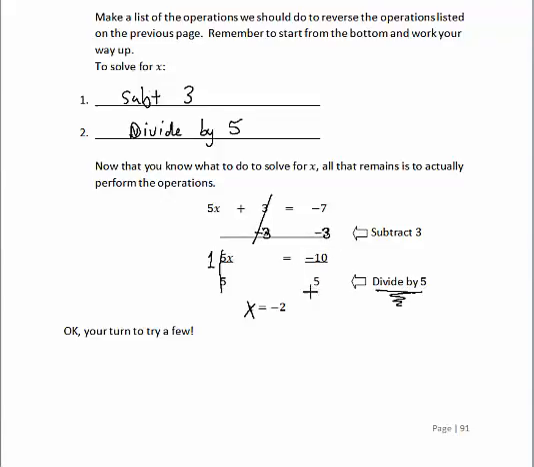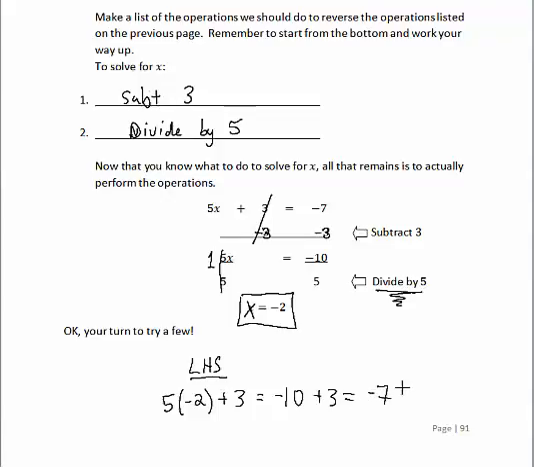And now on the right side, we actually get our answer. Negative 10 divided by 5 is negative 2. If we plug our solution back into the original equation, left-hand side, we have 5 times negative 2 plus 3. Negative 2 times 5 is negative 10. If you add 3 to negative 10, you get negative 7, which equals our right-hand side, negative 7. So negative 2 is our solution to this equation.